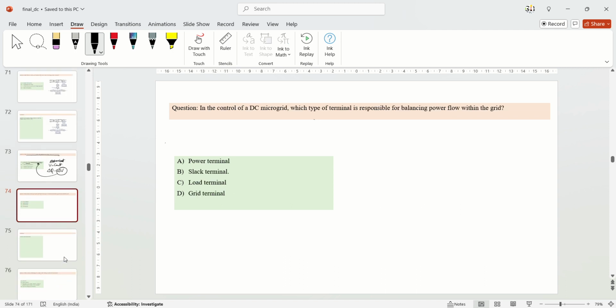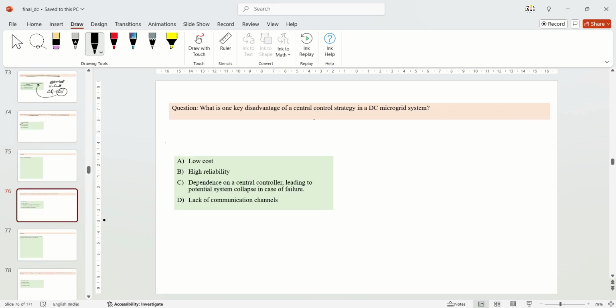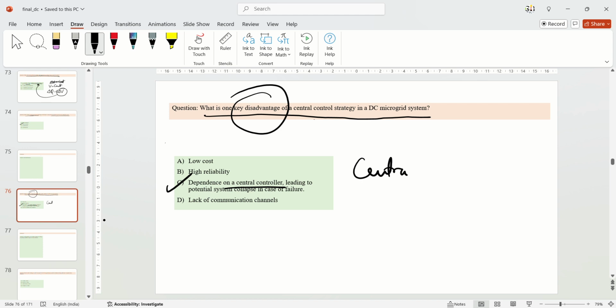Okay. One question related to the control of the DC microgrid: which terminal is responsible for balancing the power flow between the grid? That is the slack terminal. The next statement asks for the disadvantage of the central control topology in the microgrid. This is actually the dependence on the central controller. The central controller is one level of the hierarchy, so if it fails to operate, the overall system will collapse.